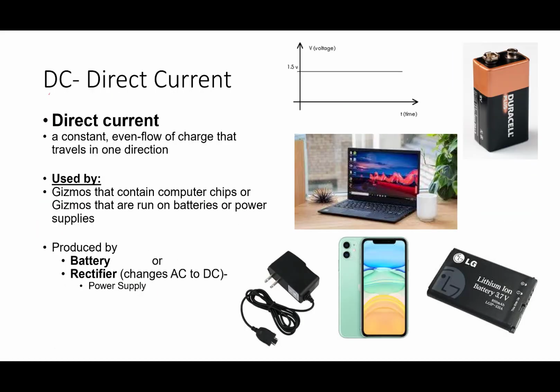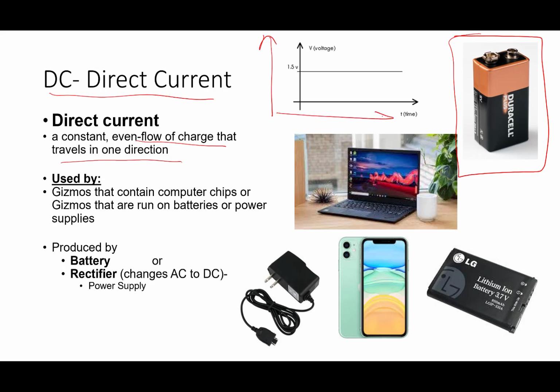Direct current is a consistent flow of charge that travels in one direction. It's typically produced by an electrochemical cell, like a battery, and it's a steady charge over time. So if this is a graph of voltage versus time, for a typical AA battery, AAA battery, something like that, 1.5 volts, as time goes on, you're going to have a very steady and consistent amount of electrical potential or voltage as time goes on. That is direct current. The current always flows in one direction. It's nice and uniform and nice and steady.